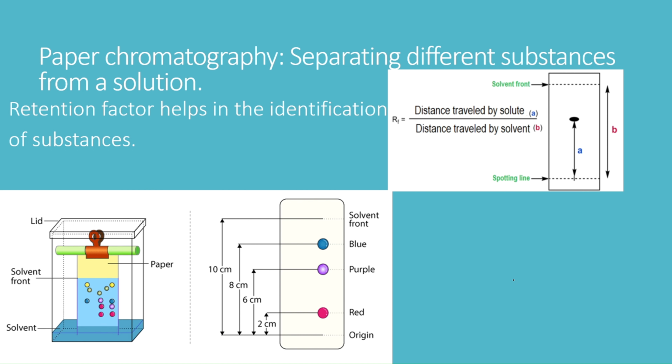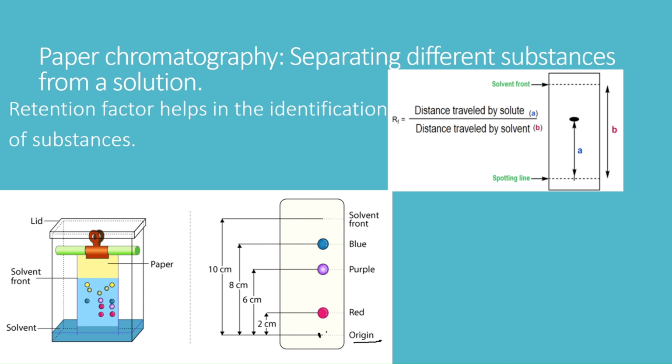Chromatography. Paper chromatography. This method can be used to separate a mixture of substances. For example, if you want to find out how many dyes are present in black ink. So first we have to take a strip of filter paper and draw a line with the pencil on one side, which is called origin or the starting line over here. Then we put a drop of black ink in the center, like here, and then let it dry.